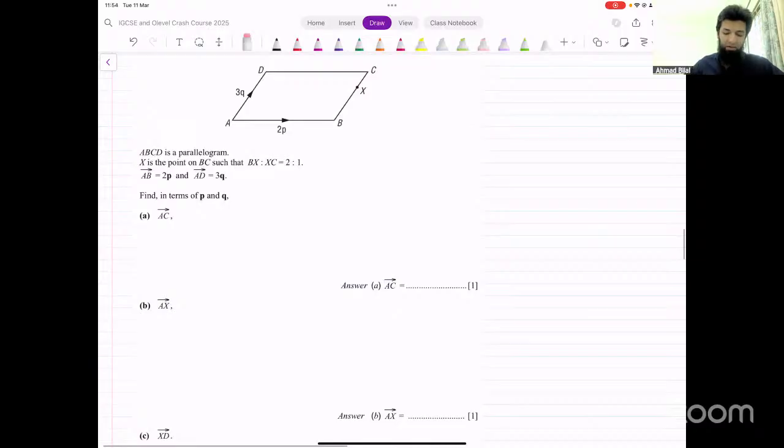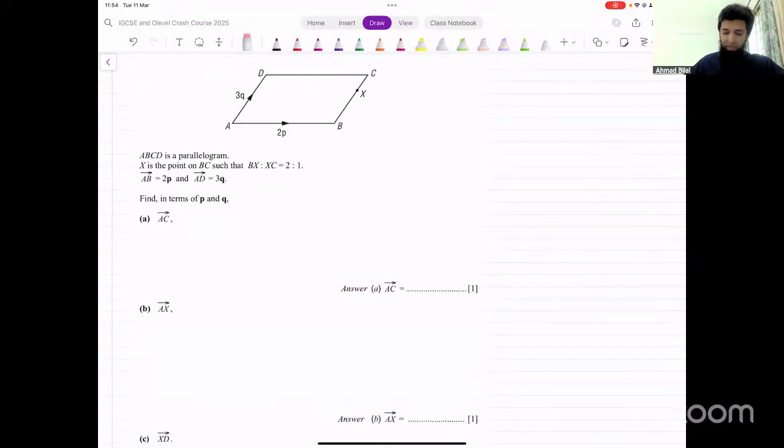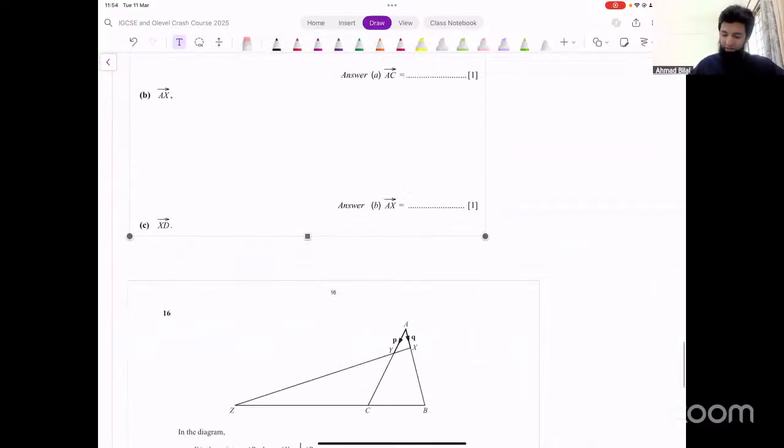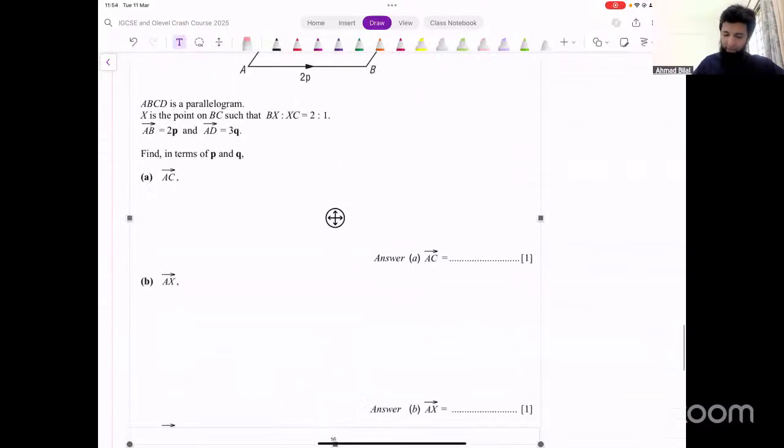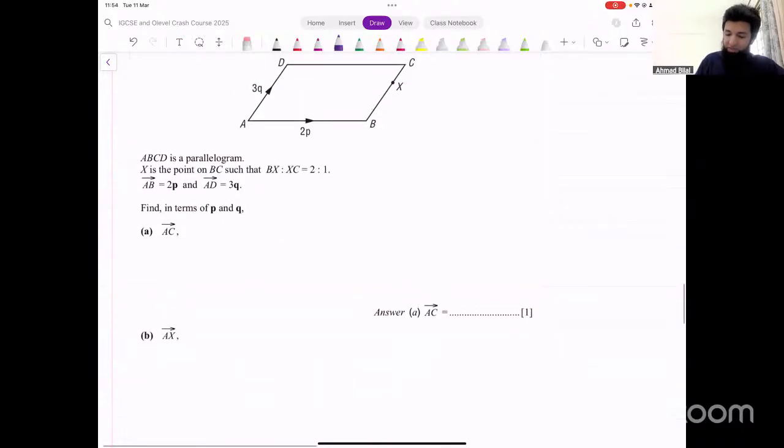ABCD is a parallelogram. X is the point on BC such that BX ratio XC is 2:1. Now, whenever you have something written in the ratio form, I would recommend that you write it in a fraction form, that will make it easier to understand. And this is how you would write it. BX ratio XC, you can say BX over XC. That is 2/1. If BX is 2, then XC is 1.